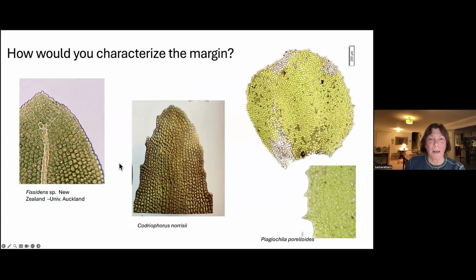So I thought it might be fun just to finish up to see what you would think. How would you describe, any thoughts on the New Zealand Physidans, on how you might describe the margin? Anyone? There's no right or wrong answer. It's not like I'm going to compare it to something. I'm just curious what people think.